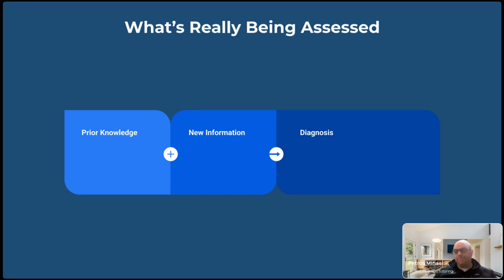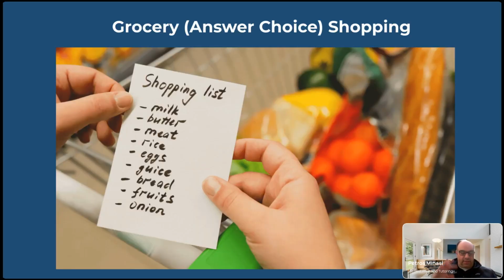I always say this, it's easier to write a correct answer choice than it is to write an incorrect answer choice. In fact, you will spend more time writing an incorrect answer choice than you will spend time writing a correct answer choice, because you have to make sure that it's wrong for a really, really good reason. The analogy that I like to use, and this works well with students, which is why I keep using it, it's kind of like going grocery shopping.